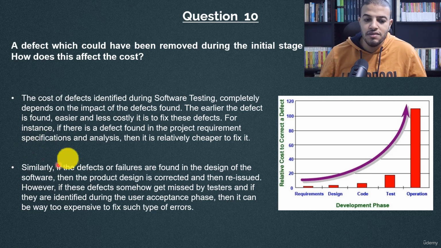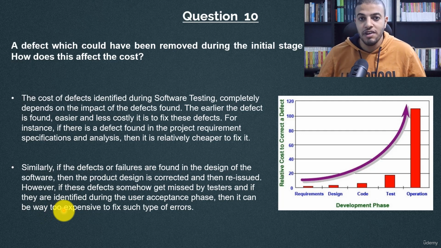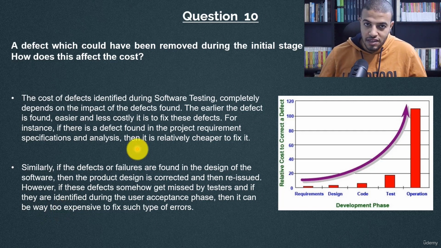That's why if we find defects in specifications or analysis, this means that this defect is relatively cheaper to fix. And like he says here, if these defects somehow get missed by testers, and if they are identified during the user acceptance phase, then it can be way too expensive to fix such type of errors. So the earlier we find a defect, the cheaper it becomes to fix this defect. And one of the 7 principles of testing states that early testing saves time and money.